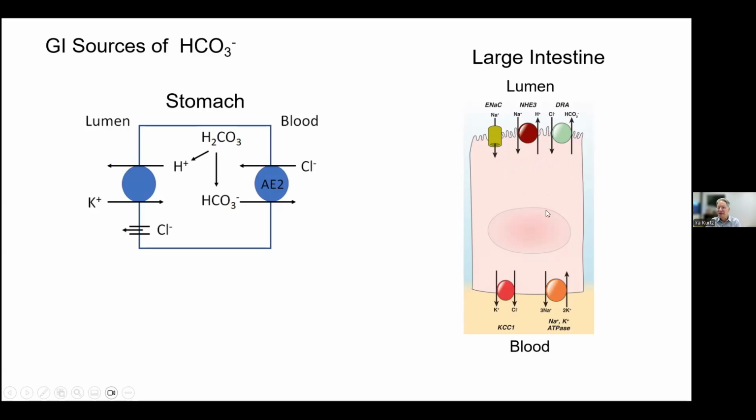It's really not clear what's going on in the villous adenoma, other than you get a lot of chloride-rich fluid coming out in the lumen and very low in bicarbonate.